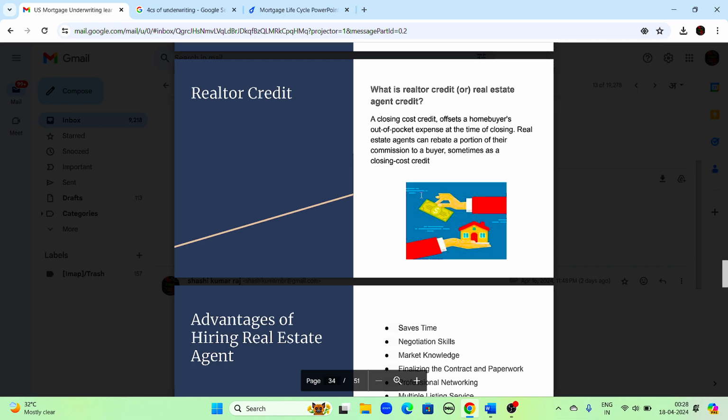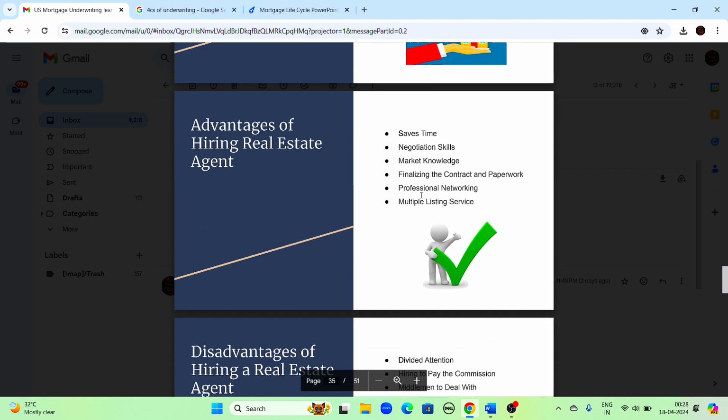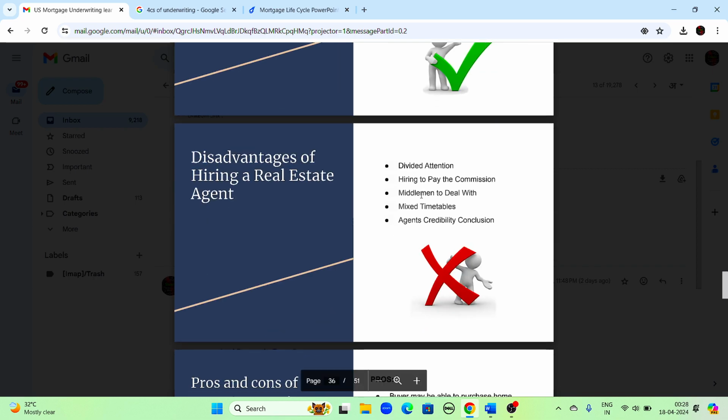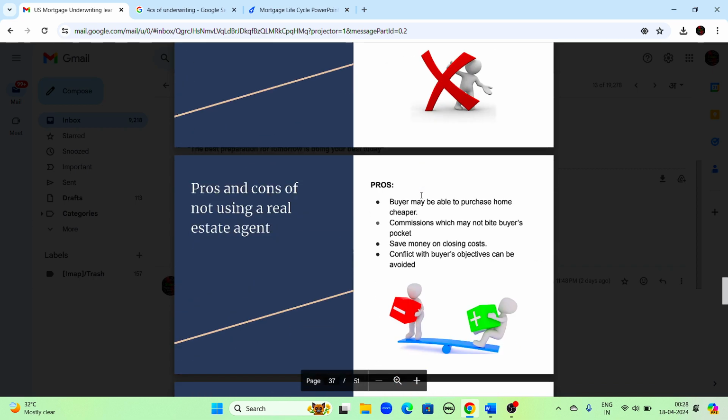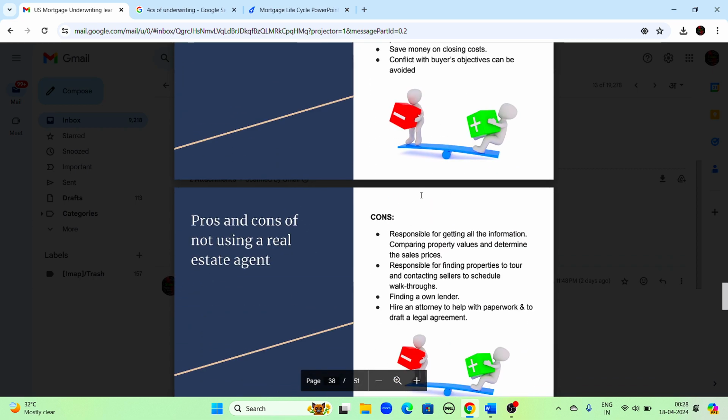Realtor credit. Advantage of hiring real estate agent: it saves time, negotiation skills, market knowledge, professional networking, finalizing the contract and paperwork. What else?